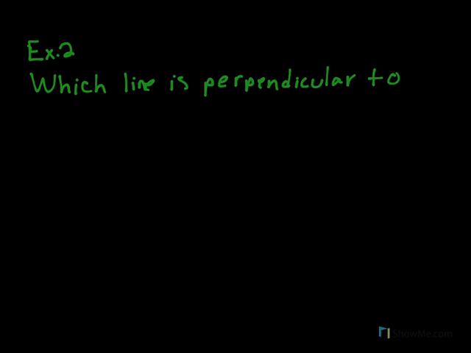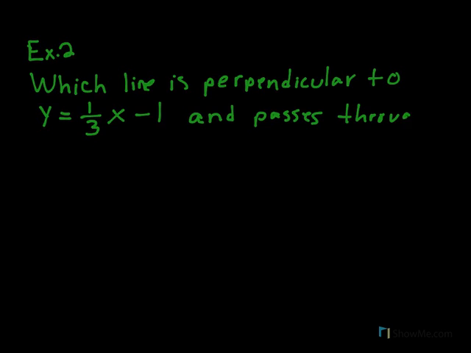Perpendicular to y equals 1/3 x minus 1, and passes through the point 2 comma 4. All right, so that is the question. Which line is perpendicular to y equals 1/3 x minus 1 and passes through the point 2 comma 4?